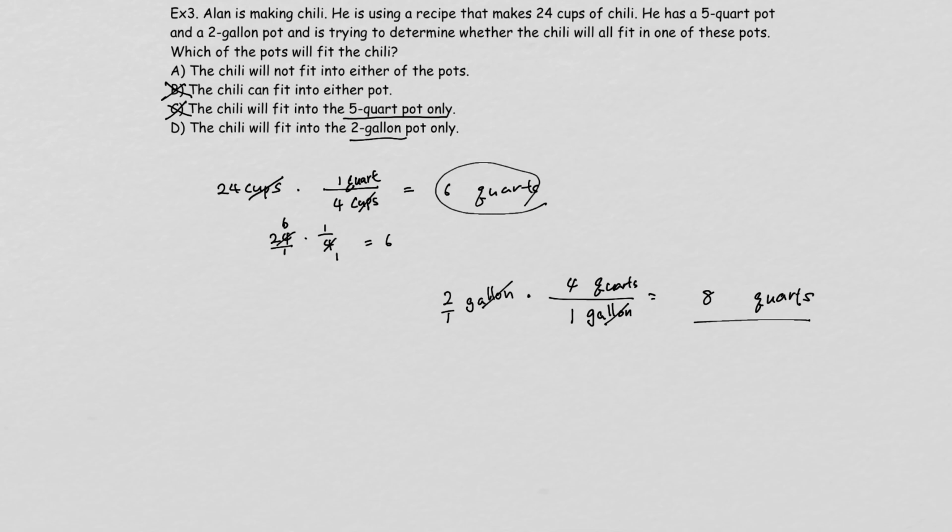What we have is 24 cups, which is equivalent to 6 quarts. So 2 gallons is going to be enough. So your solution is going to be D, right? And that's how you're going to solve unit comparison with values.